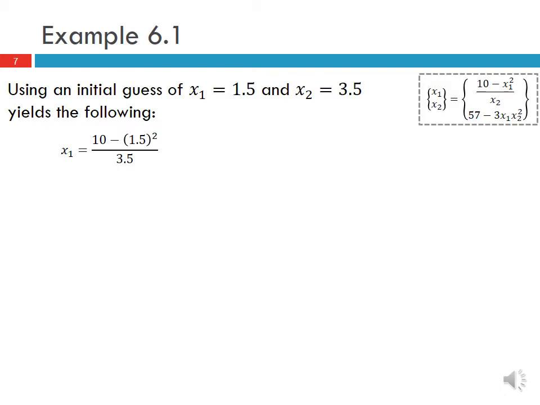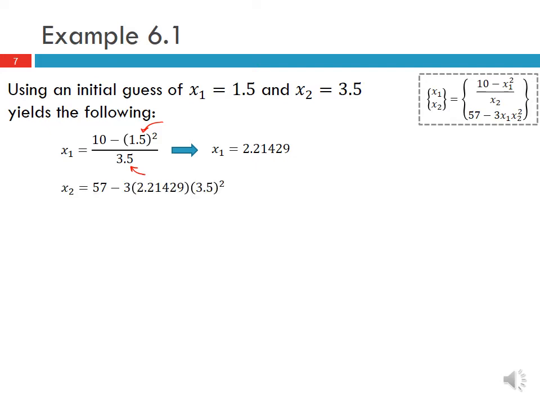So from our first equation, we plug in our estimate of x1 and our estimate of x2 to calculate our new estimate of x1. So x1 is equal to (10 minus 1.5 squared) divided by 3.5. So this means x1 at our next iteration is 2.21429.